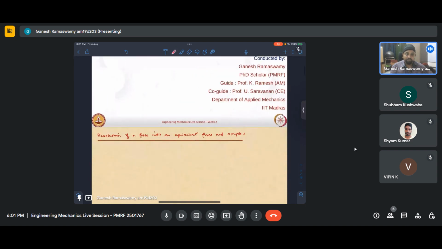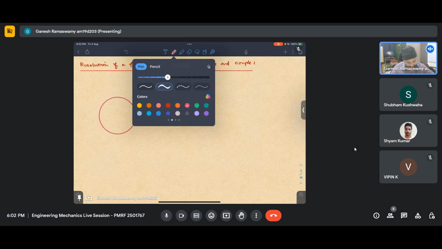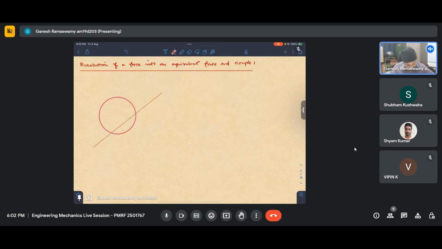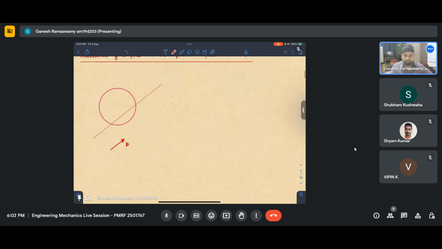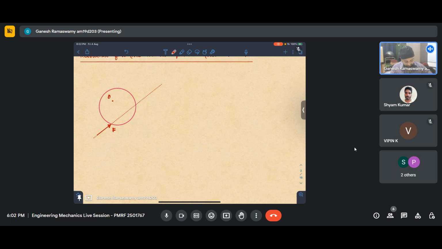So week two deals with equilibrium and a bit of trusses. But before that, I just wanted to discuss one point about resolution of a force into an equivalent force and a couple. So let us try to understand this. Let us consider a rigid body here. There is a force F that is acting on this body at this point, let us say. And let this point be called O. So now the idea is that we need to resolve this force system about O.